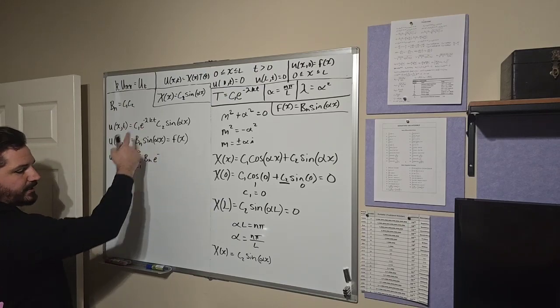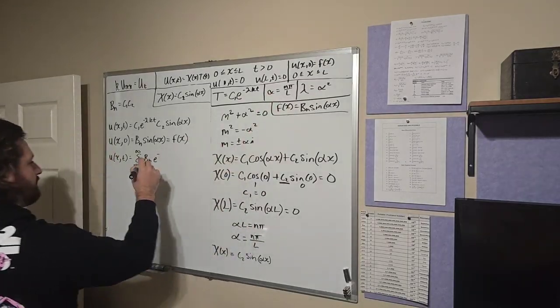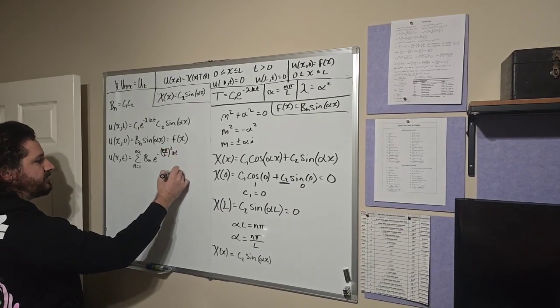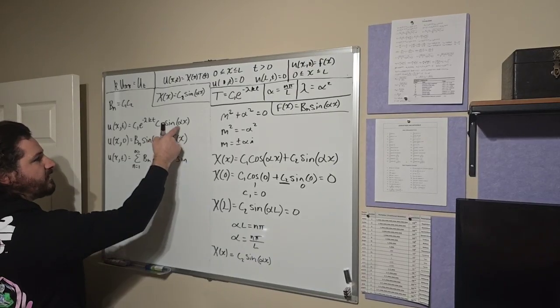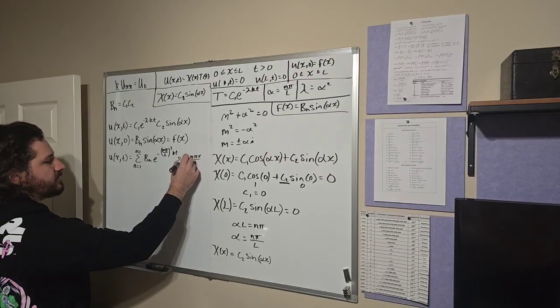Now I'm going to go ahead and plug in lambda here. So our lambda was alpha squared, alpha was n pi over l, so I'm going to have negative n pi over l squared times kt. And then I have sine, and then alpha here is n pi over l, so I have n pi x over l.